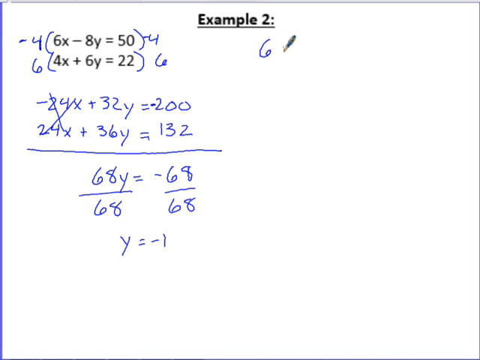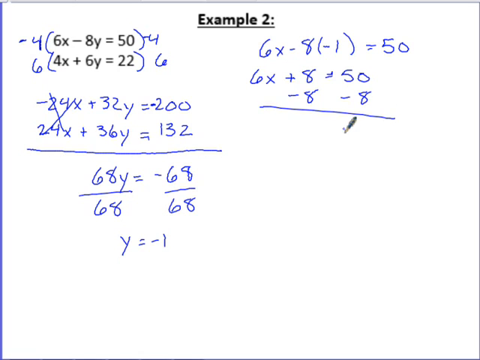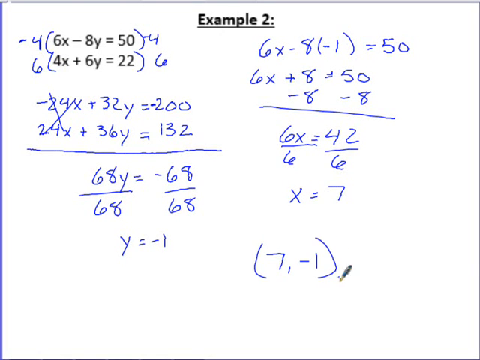So 6x minus 8 times -1 equals 50. Alright, and now we have to solve for x. So 6x plus 8 equals 50. Subtract 8 from both sides. 6x equals 42. Divide by 6. And x is equal to 7. So my solution is 7, -1.